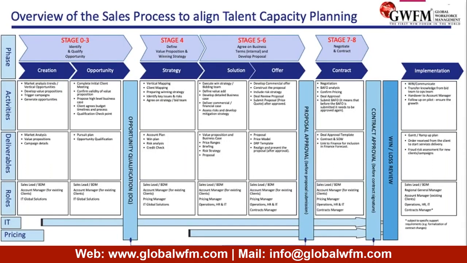So this is an overall comprehensive overview of how the sales process happens within any third-party partner, how they will align their talent and capacity and the planning, which are on the left-hand side. You can see the phases, how they will phase up: activities, deliverables, roles, and which team can be IT or pricing. And on the right-hand side, when you start moving from left to right, it will be stages from 0 to 8.